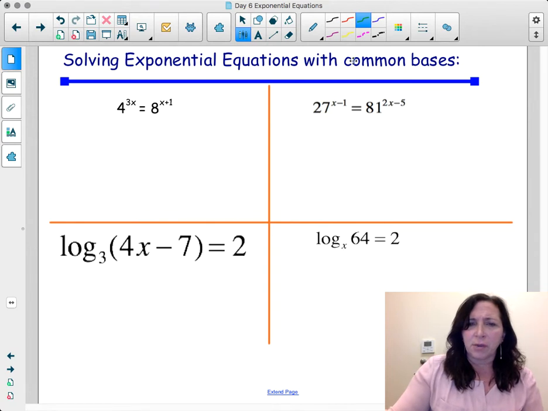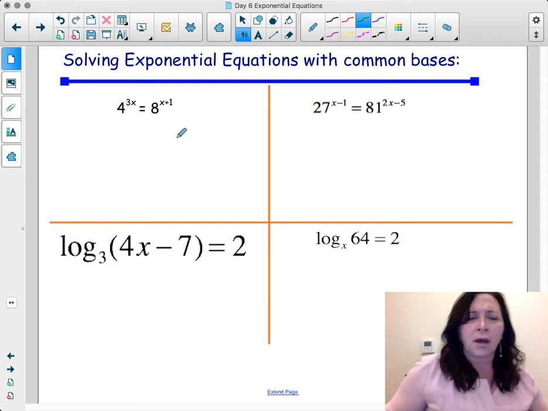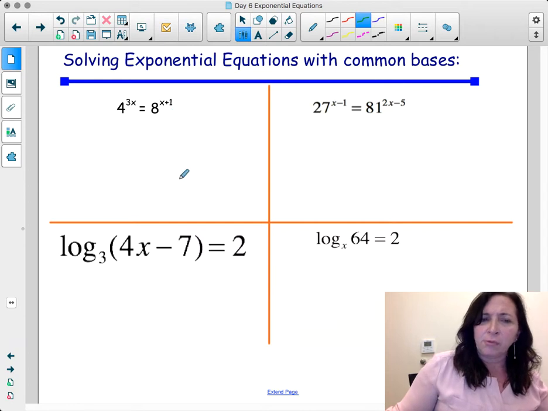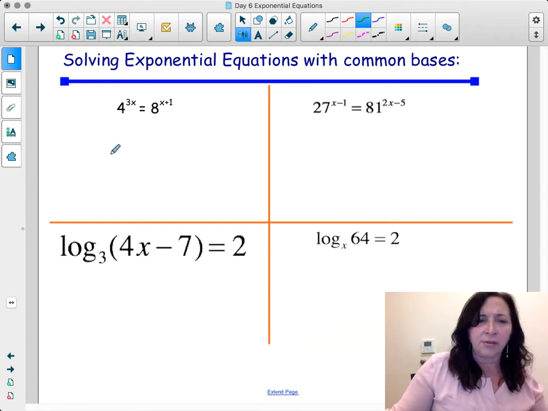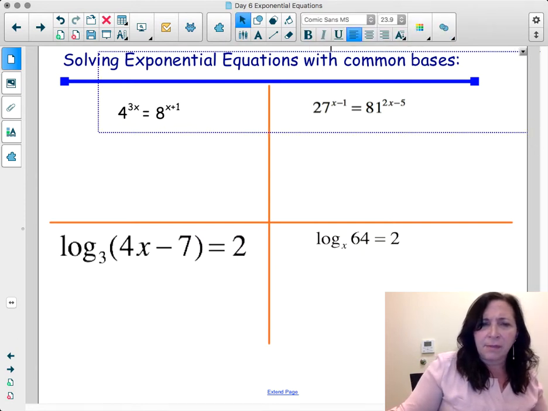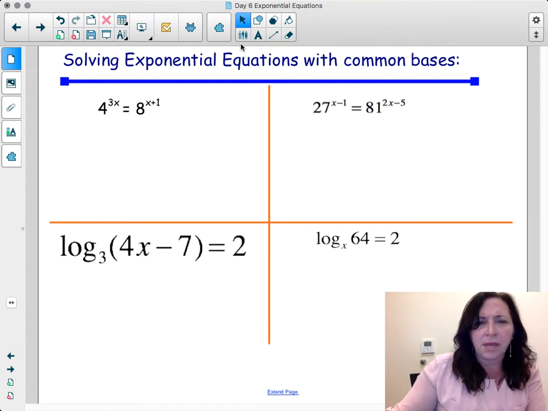Solving exponential equations that have common bases. All of these problems can be solved without a calculator. So if you want to pause the video and try working these problems out yourself and then check your answer, that would be completely fine. Keep in mind, for this first problem, you cannot get the bases the same. The bases are not the same.